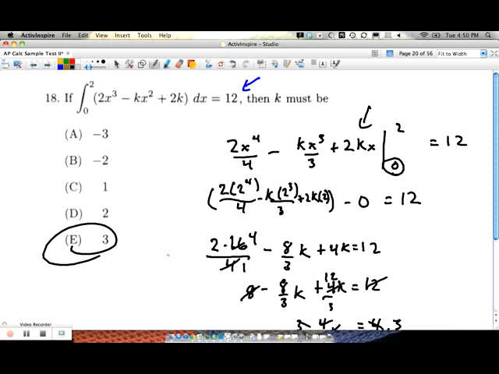That's the end of part 2. We'll be looking at part 3, which is the last part of the non-calculator.